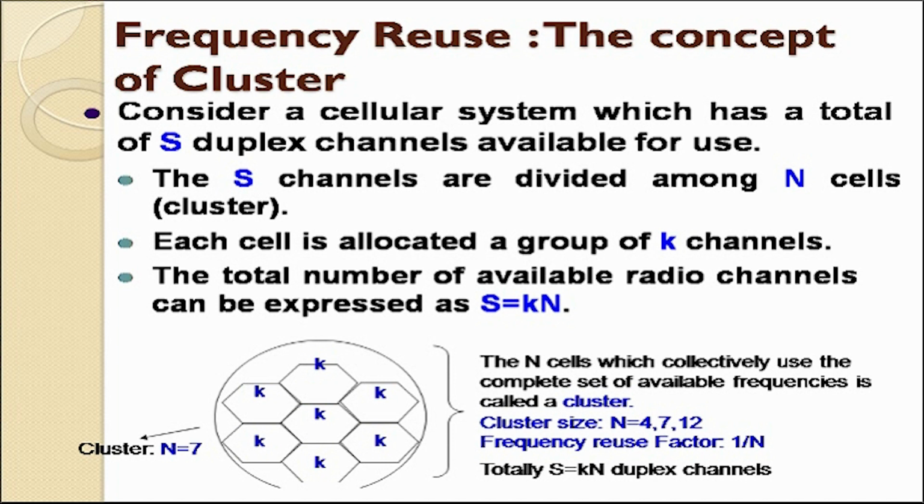In this figure, k indicates the group of channels, and N is 7. So N equal to 7 indicates the cluster size. Generally we use cluster sizes 4, 7, 12. Commonly we use 4 and 7. The frequency reuse factor is 1 by N.